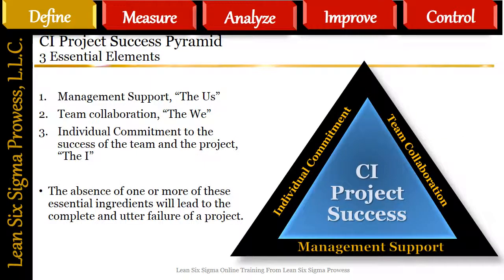Continuous Improvement Project Success Pyramid, 3 essential elements. There are 3 essential elements for the success of any continuous improvement project. These are: 1. Management support, the us. 2. Team collaboration, the we. 3. Individual commitment to the success of the team and the project, the I. The absence of one or more of these essential elements will lead to the complete and utter failure of a project.